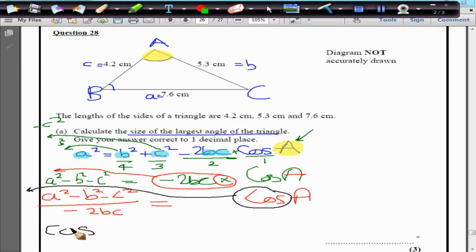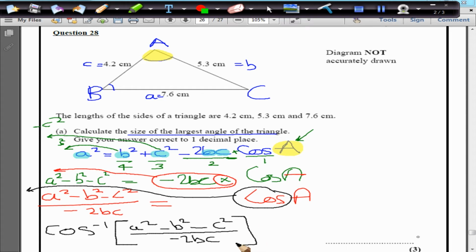So you have cos to the minus 1 of all of this stuff. A squared minus b squared minus c squared divided by minus 2bc. Done. Now that we've rearranged the equation successfully, we need to start popping in the values.